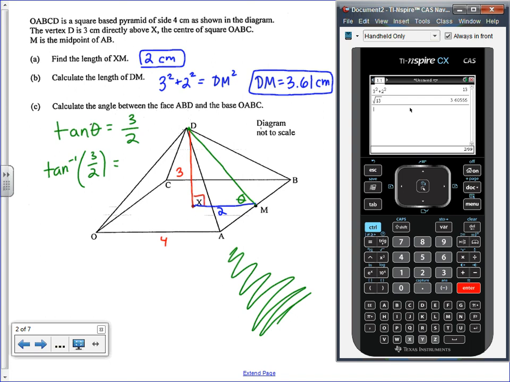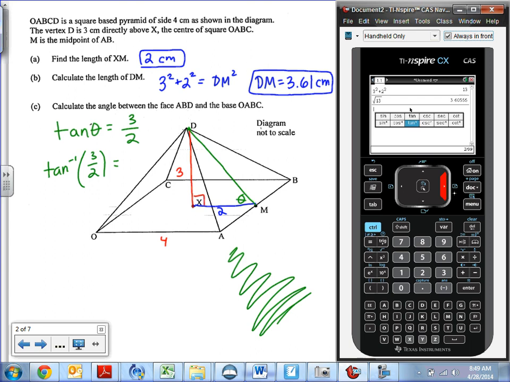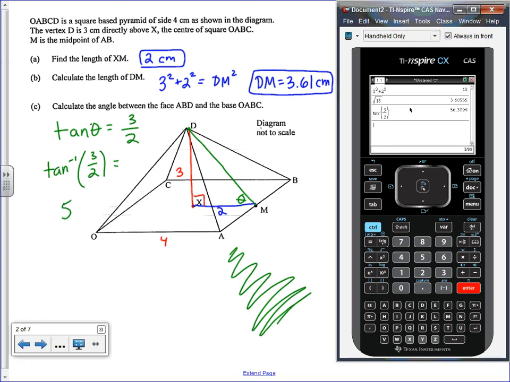Just make sure that your calculator is in degree mode before you do any trig calculations. Let's see, inverse tangent, 3 over 2. 56.3 degrees, giving it to 3 significant figures because it doesn't say otherwise. Okay, so there's a basic trig question in a three-dimensional figure.